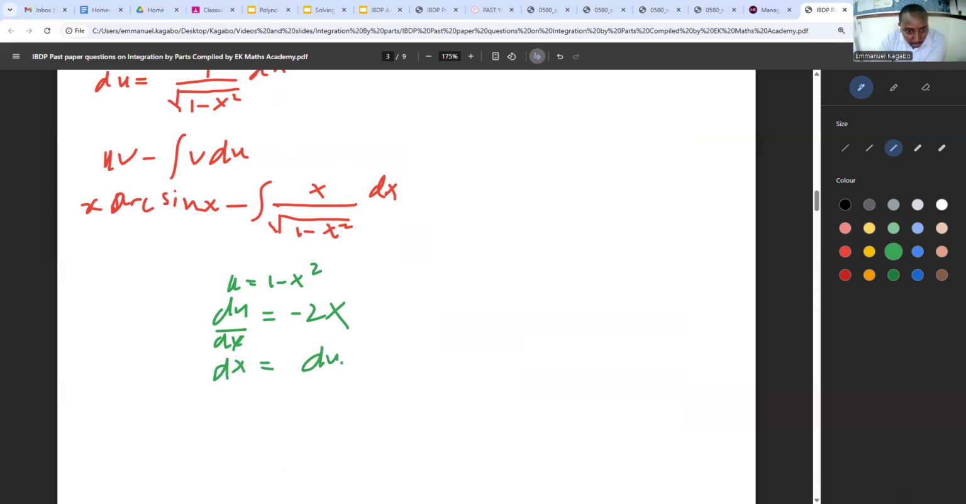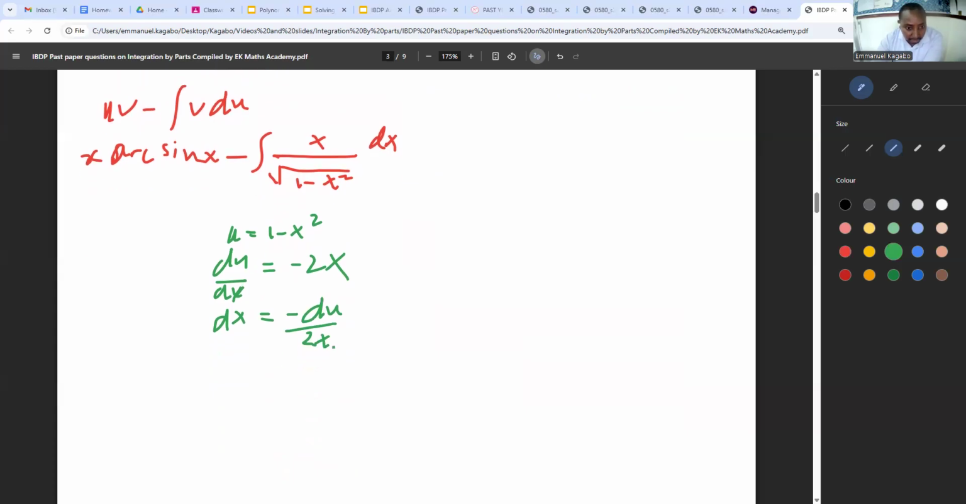I'm going to have du over negative 2x, okay? Now, if I finish getting that, I can go back to the end. So it's going to be x arc sine x minus integration of x over 1 minus x squared, which is u. So it's going to be u. Square root of u is same as writing u power a half. Are we together? Times the dx. My dx is the du over negative 2x.